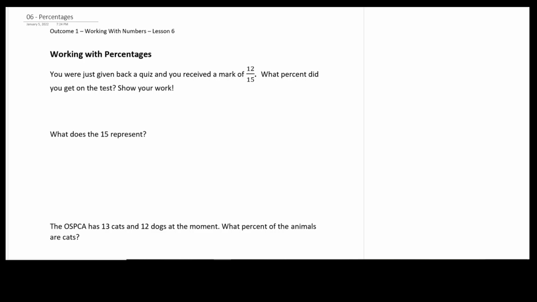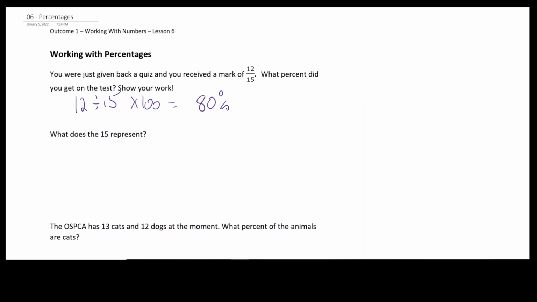So if you're given back a quiz and you got 12 out of 15, wondering if you would know how to turn that into a percentage. If you do 12 divided by 15, that's going to turn that fraction into a decimal, 0.8, and then you can take that decimal and times it by 100, and you'll get 80%. So top divided by bottom, and then times by 100.